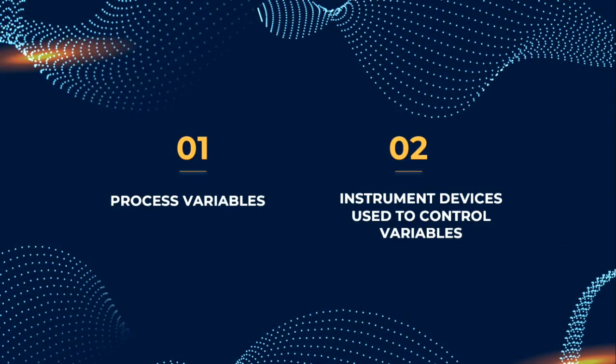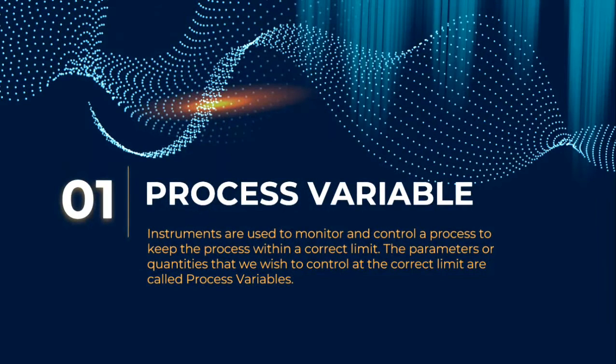So these are the subtopics of the input and output devices. We have the process variables and instrument devices used to control variables. Process variable. Instruments are used to monitor and control a process to keep the process within a correct limit. The parameters or quantities that we wish to control at the correct limit are called process variables.